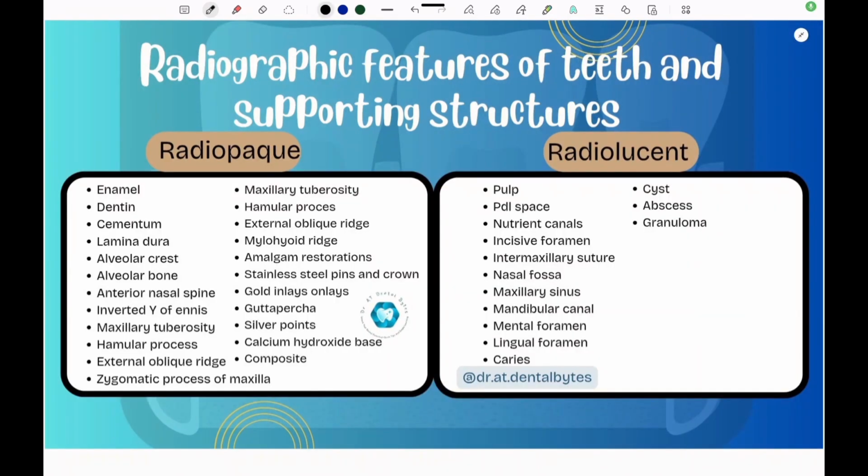As promised, this is the list of the radiopaque and the radiolucent structures and the materials that are used in dentistry.